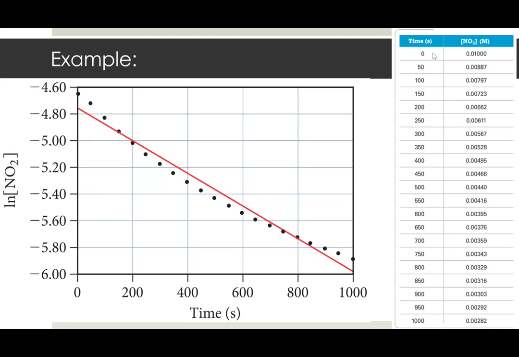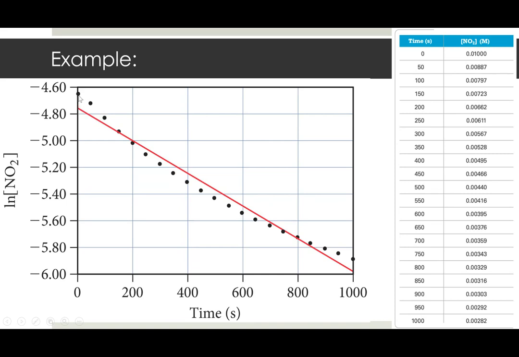Once my reaction is complete, or I stopped taking data, I take this information and I say, I'd really like to know what order this reaction is. First order, second order? I'd like to know that. Well, let me try this. Let me try to graph time versus the natural log of this concentration. So I'm going to put natural log on the y-axis and see how the data shakes out.